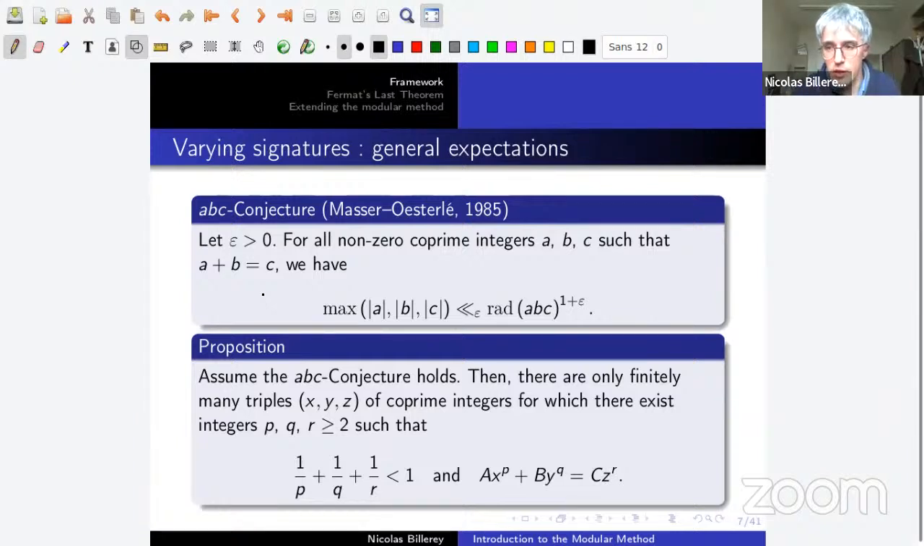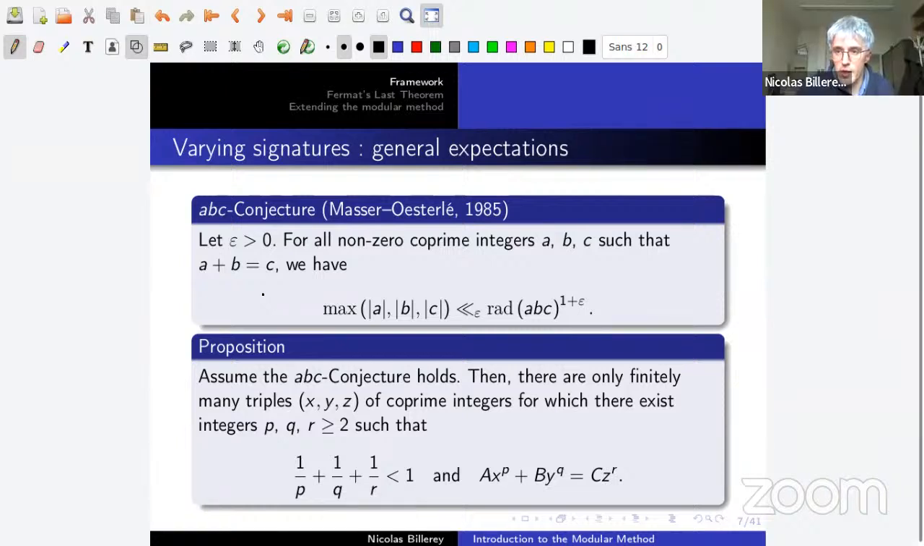I meant, without the ABC conjecture, to what extent can one show this result, that there are only finitely many triplets of coprime integers satisfying this condition? So if you don't use the ABC conjecture, till what extent can one prove this result is my question.